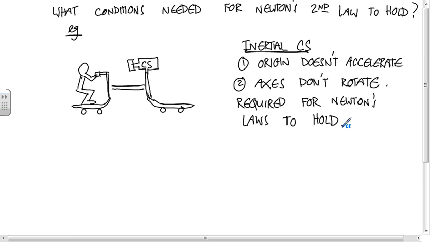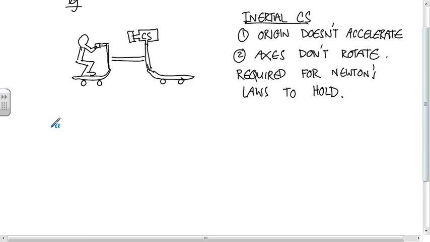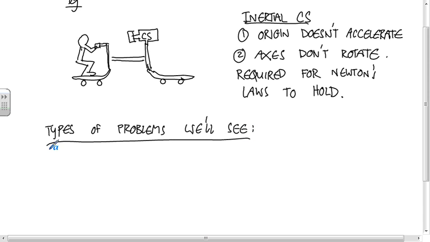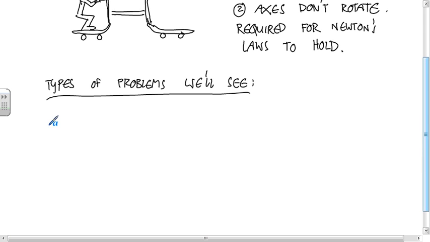And the kind of calculations, so the types of problems that we're going to use Newton's laws for, the types of problems we're going to do in this class. One example is, this is something we're going to do a lot of.